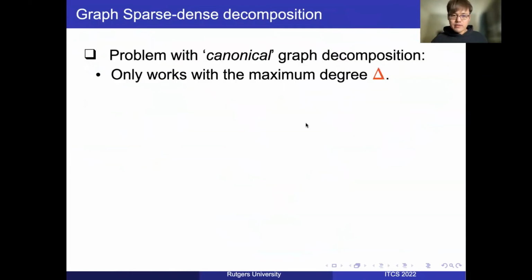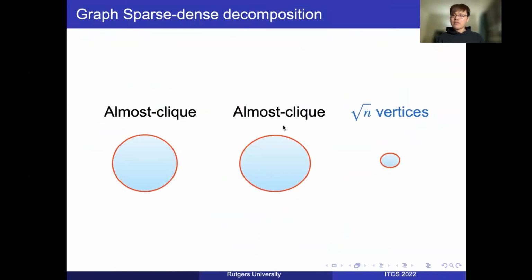But this is not the end of the story. Now there are some major problems for canonical graph sparse-dense decomposition. And one of the problems is it only works with the maximum degree delta. But this is bad for correlation clustering. So why? Think about this graph, which has 2 big cliques and 1 small clique. Because canonical sparse-dense decomposition works with the maximum degree delta, it will put these big cliques as almost cliques, but every vertex inside the small clique as a sparse vertex.